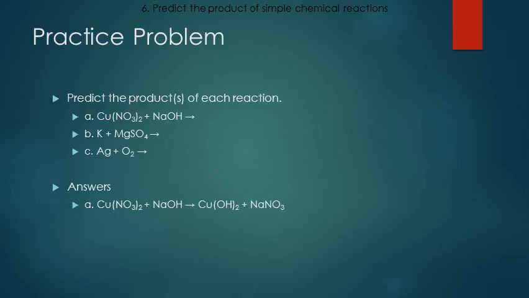For B, we would predict a single displacement because we have a free element reacting with a compound. So the free element will take the place of the cation in the compound. So in this case, the potassium will displace or replace the magnesium. So that's going to give us potassium sulfate and then magnesium as the free element. Finally, on C, this will be synthesis and combustion. It will be both because O2 is a reactant there and we're reacting with another element. Probably easiest just to think of this as synthesis. So the silver and the oxygen will combine to give us silver oxide, which is Ag2O.